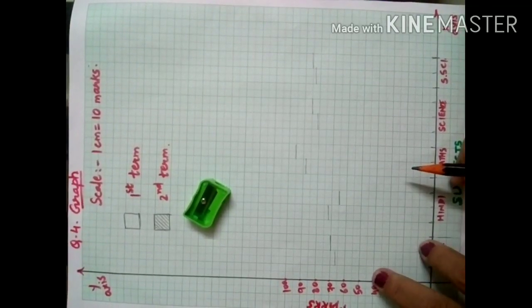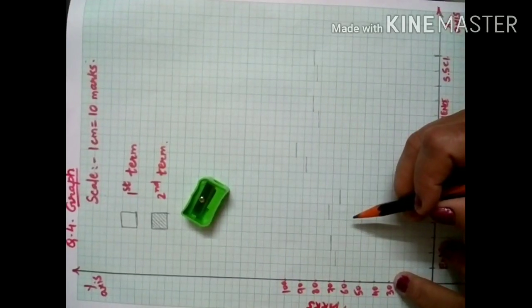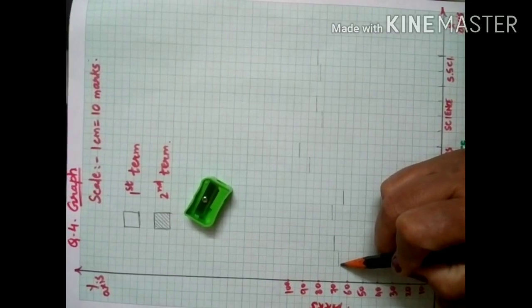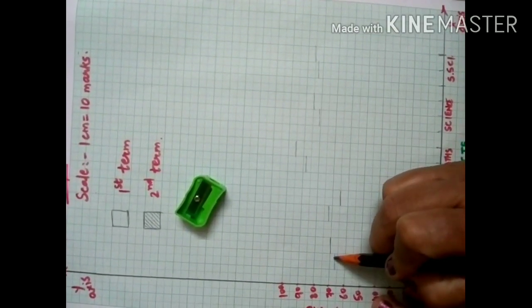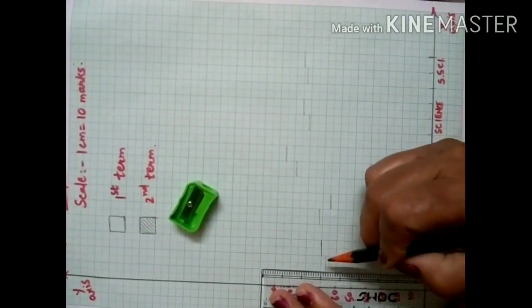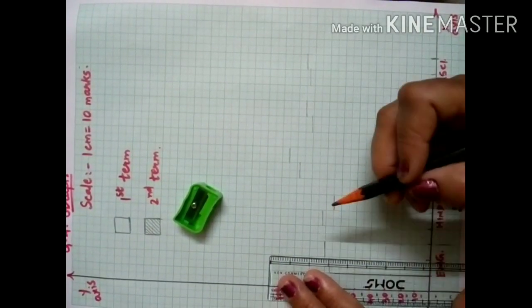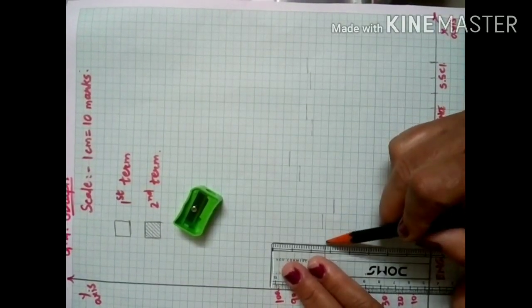Now for English, the first term marks are 67 and the second term marks are 70. So let us draw. 67 means 60, this is 65, and plus 2 means 67, so it will come here. Okay, and 70 is the second term mark. So let us join it with the subject. So this is for first term and this is for second term.